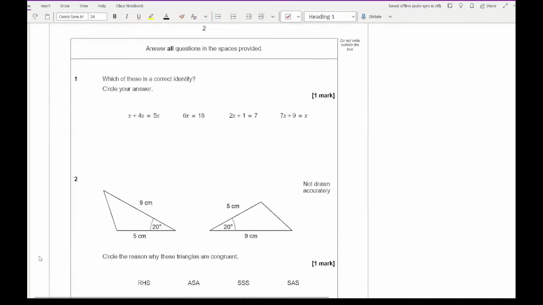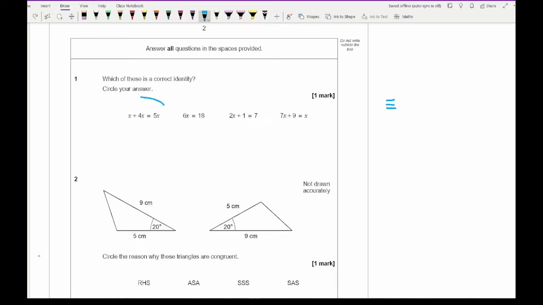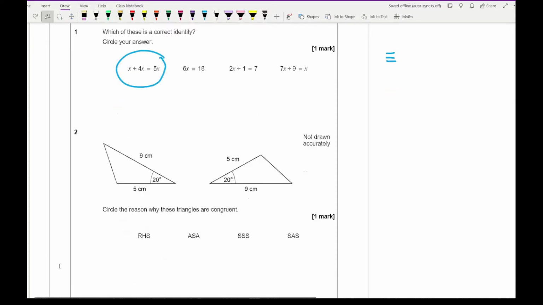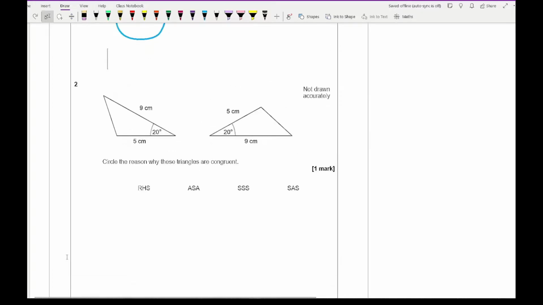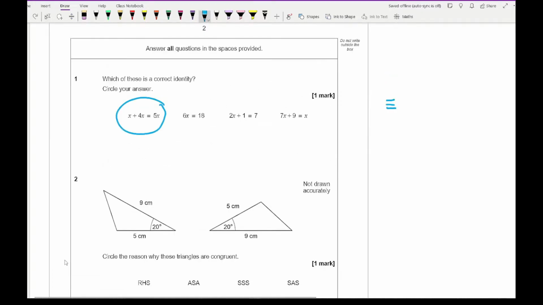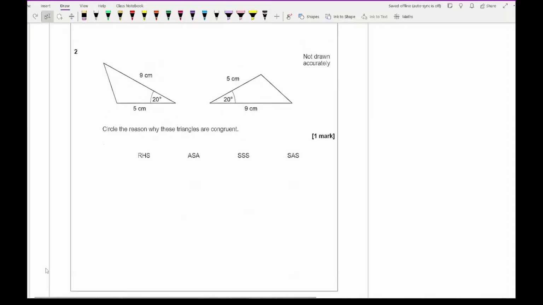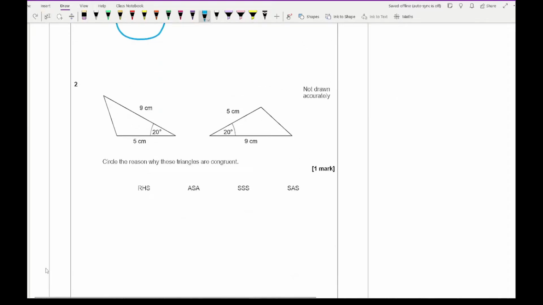So looking at the very first question, it says which of these is a correct identity? Now typically you would think all of them are identities because it's got the identity symbol of three little lines. However, an identity is where the left hand side is algebraically the same as the right hand side. So here you can see that the only one that works for that is going to be our first option. As you can see, the others are all equations but with the identity symbol.